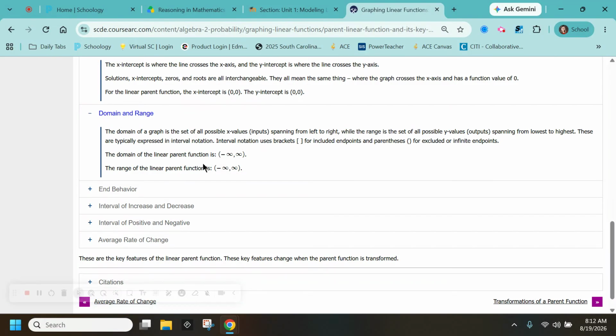Domain and range. The domain of a graph is the set of all possible x values or inputs spanning from left to right, while the range is the set of all possible y values or outputs spanning from lowest to highest. These are typically expressed in interval notation. For a linear parent function, our domain is negative infinity to positive infinity. Since it's infinity, it's not a definitive number, so we use parentheses instead of brackets. And then the range is the same.